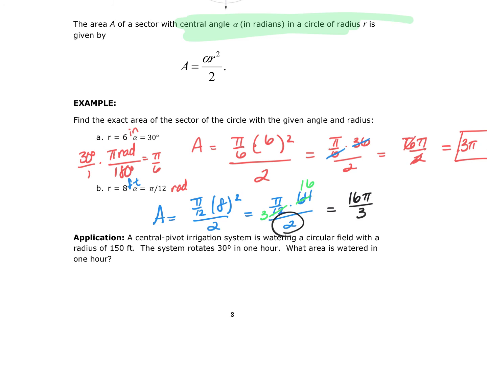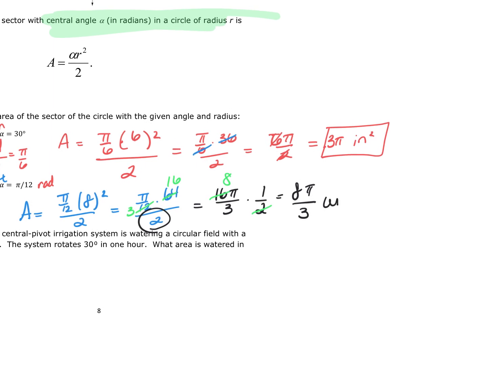Now remember, dividing by 2 is the same thing as multiplying by 1/2. So I can continue to cancel, and I end up with 8 pi over 3 units squared. But I think I said it was feet, so we're going to call this feet squared.